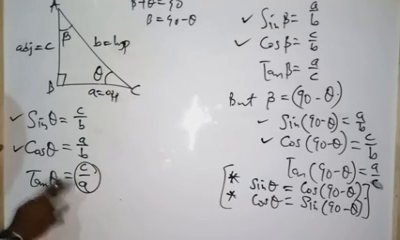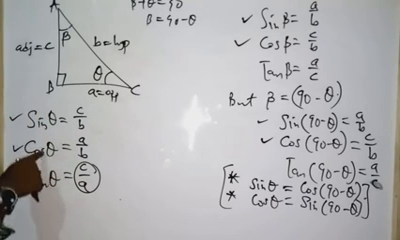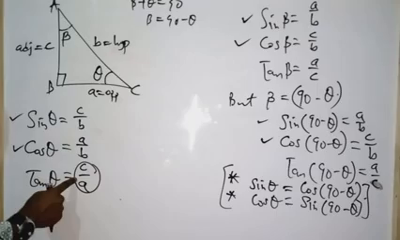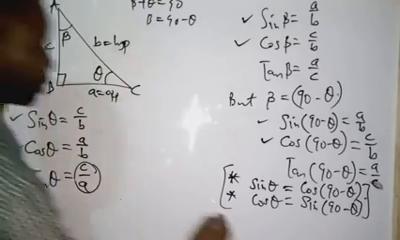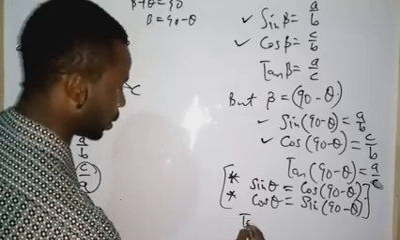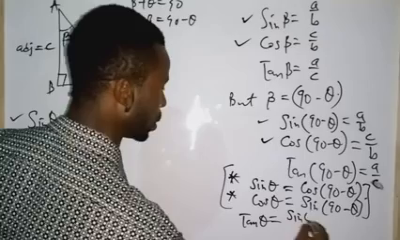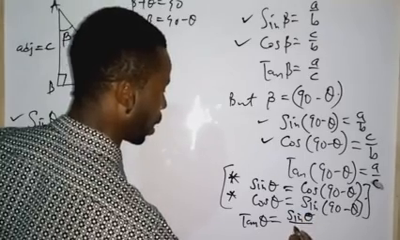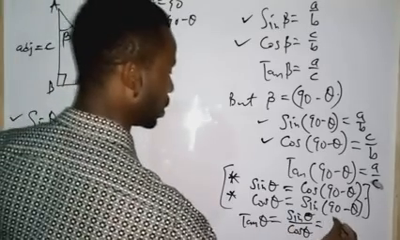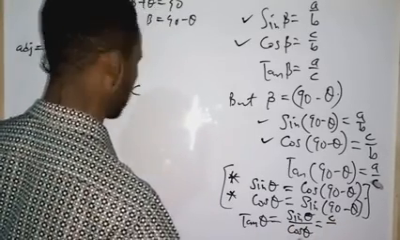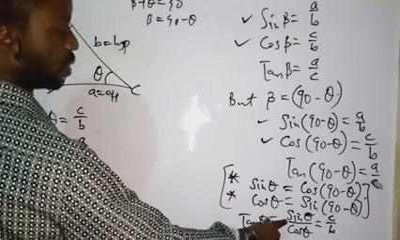If you look at this very well, you will see that sine theta over cos theta will give me this. I will show you in a moment. I've said that tan theta is equal to sine theta over cos theta. If you do it, this one is C over B, divided by A over B. Let's change this division to times.